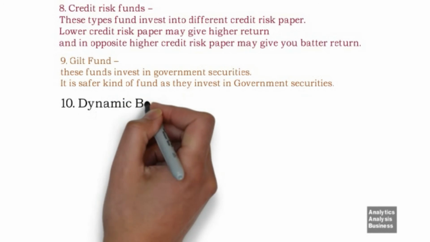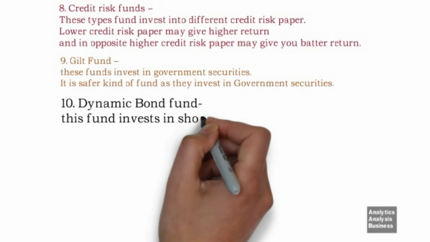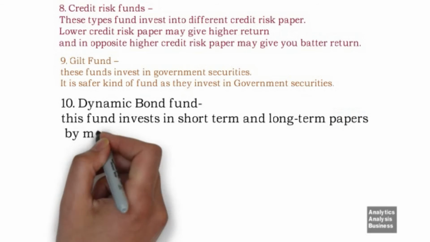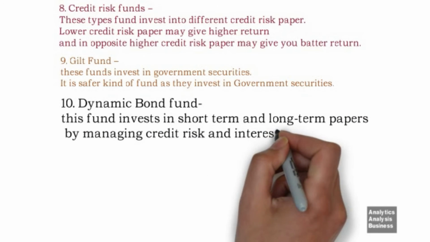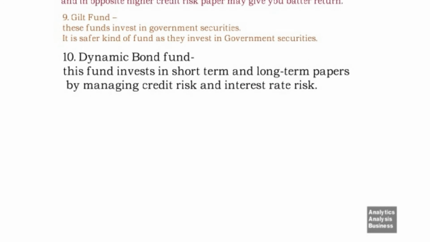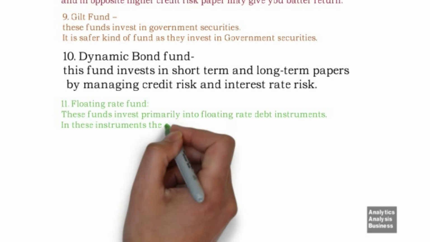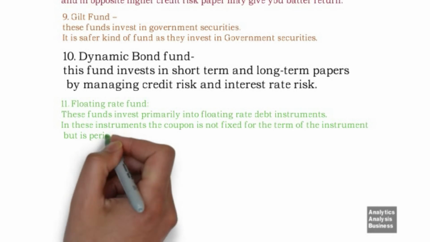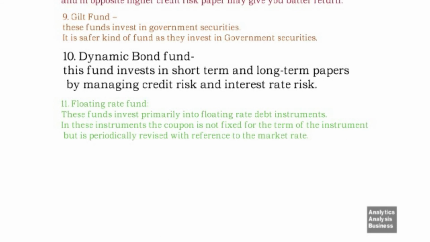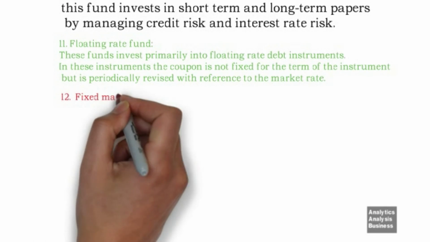10. Dynamic bond fund. This fund invests in short-term and long-term papers by managing credit risk and interest rate risk. 11. Floating rate fund. These funds invest primarily in floating rate debt instruments. In these instruments, the coupon is not fixed for the term of the instrument but is periodically revised with reference to the market rate.